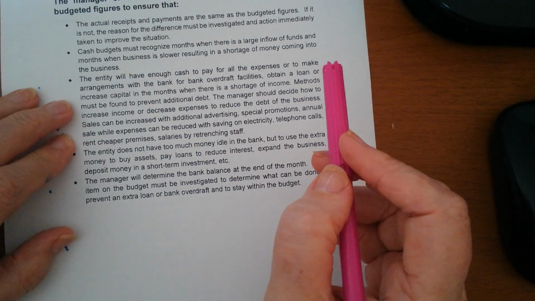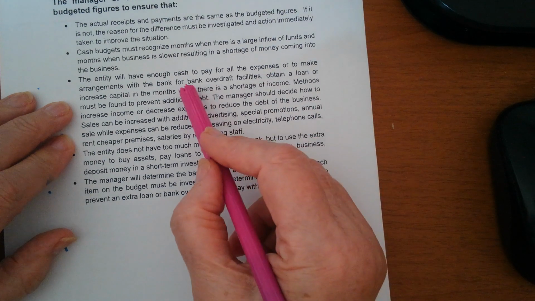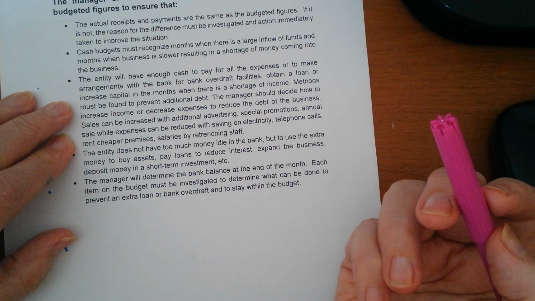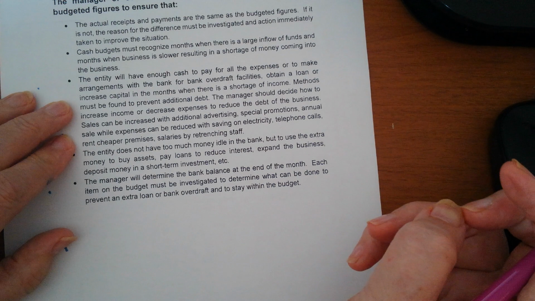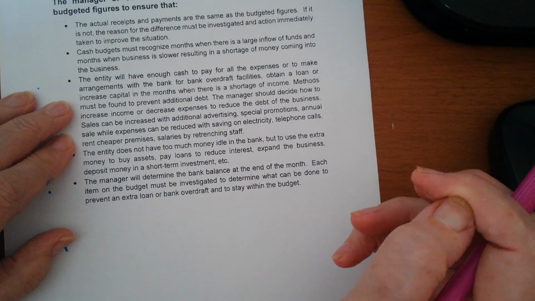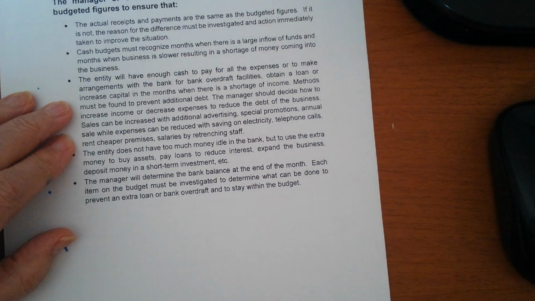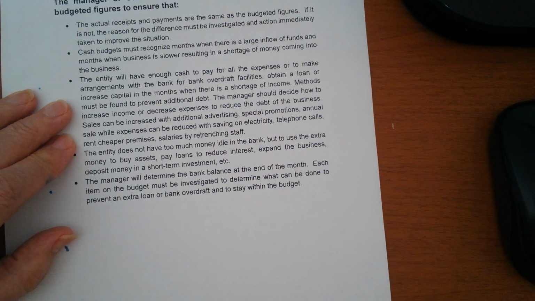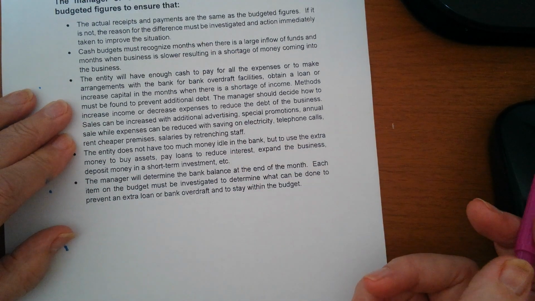The entity will have enough cash to pay for expenses and to make arrangements with the bank for a bank overdraft or obtain a loan. So the whole purpose of the budget is, if I see according to the budget, I'm going to have a shortfall, I'm not going to be able to pay all the liabilities that I have to pay and pay all my expenses, then it doesn't help sitting there and saying, oh, I'm not going to have enough money. You have to take steps immediately and go and organize a bank overdraft or a loan.